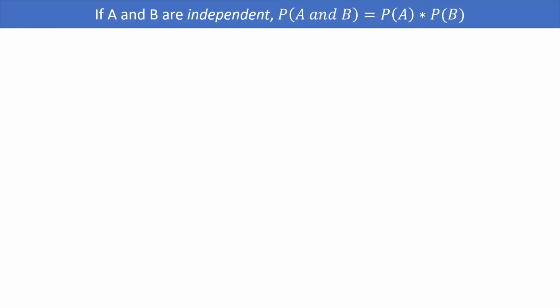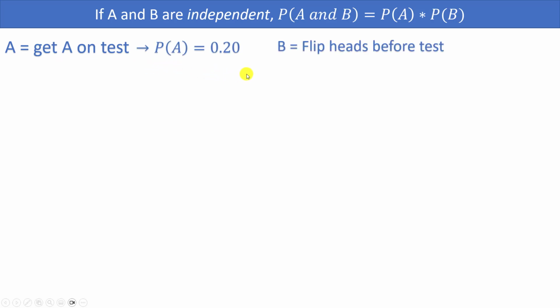If A and B are independent events, the probability that both events A and B occur is equal to the probability of A times the probability of B. Let's look at an example. Let's say that A is the event where you get an A on the test. And let's say that we know, based on historical data, that about 20% of students in a class get an A on the test. Let's say that event B is that you flip heads before the test. The probability of B, assuming a fair coin, is going to be 0.5.